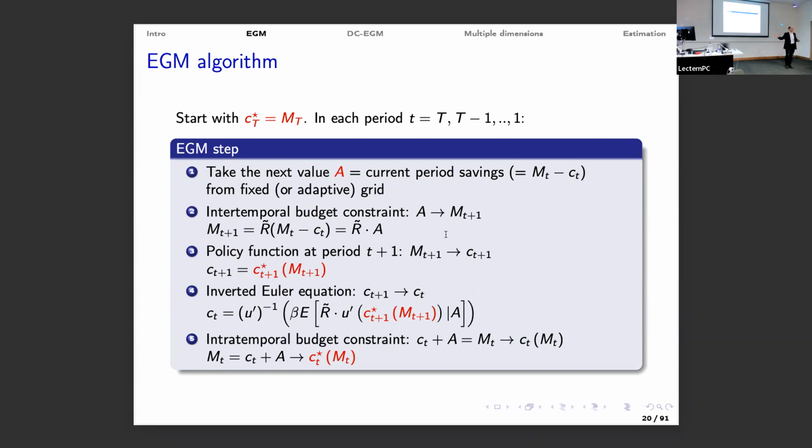This feels like magic if you haven't seen it before. And I can tell you, it took me I don't know how many times to go through the steps of this algorithm to actually understand what's going on. So let's do it again.